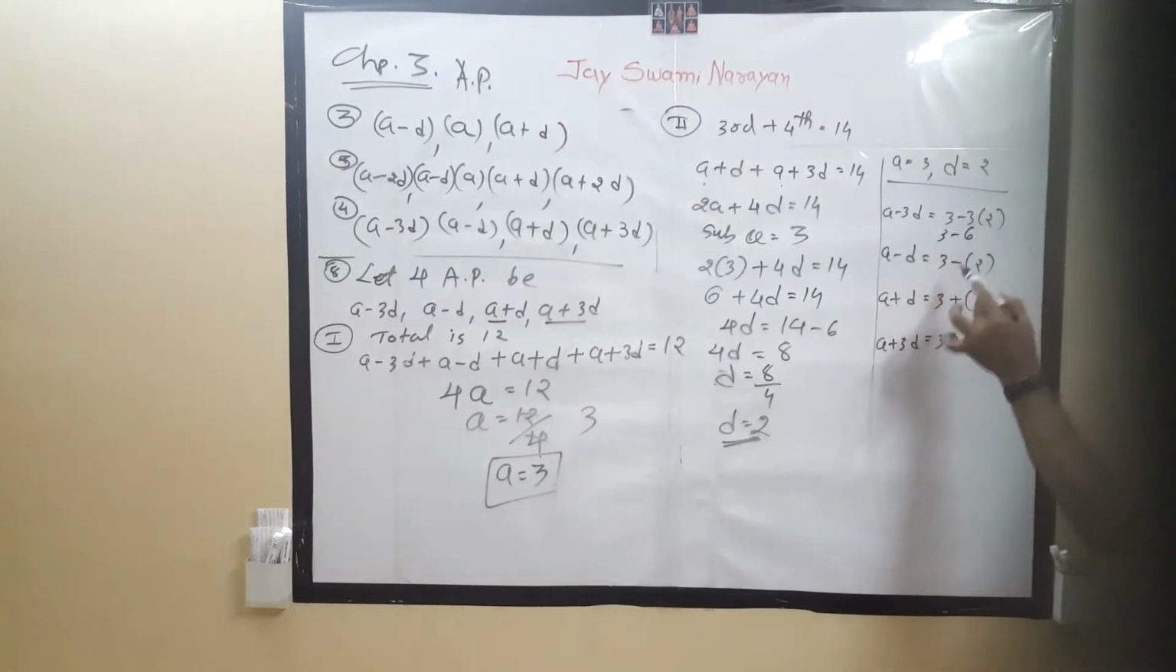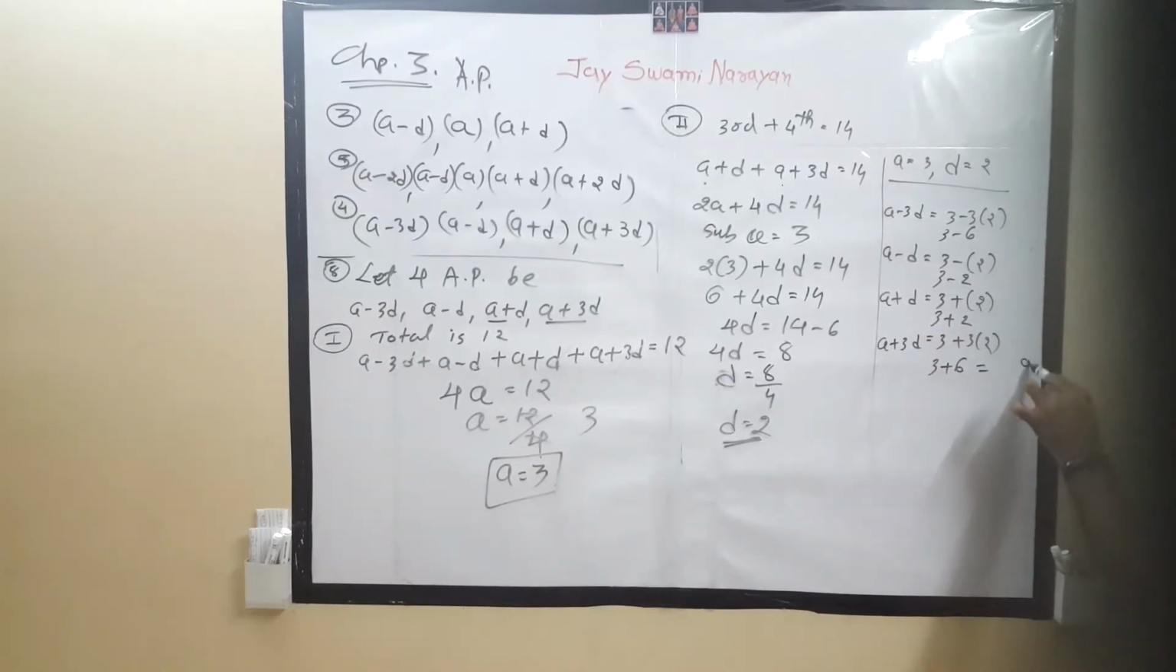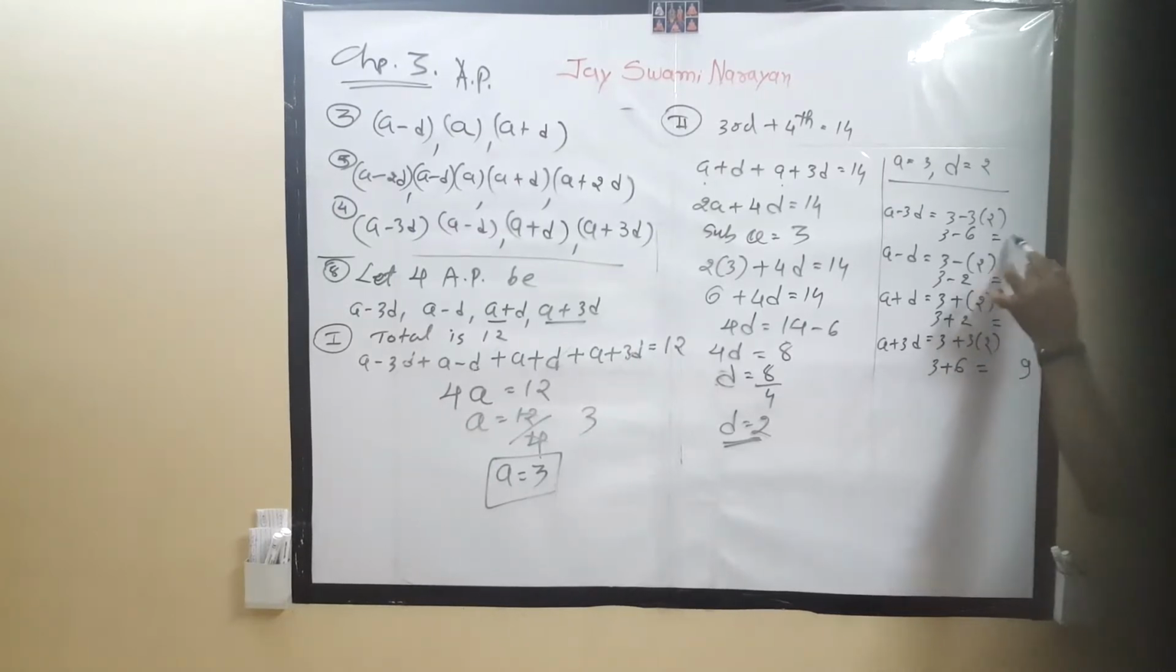So 3 minus 6, 3 minus 2, 3 plus 2, 3 plus 6. It is minus 3, it is 1, it is 5, it is 9.